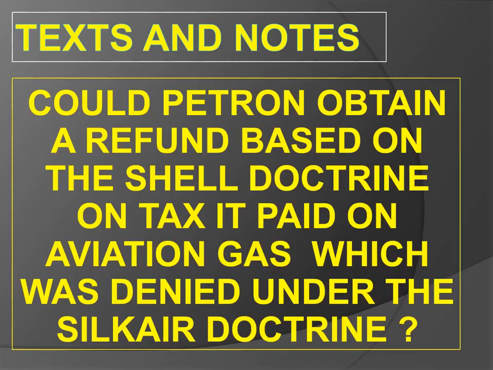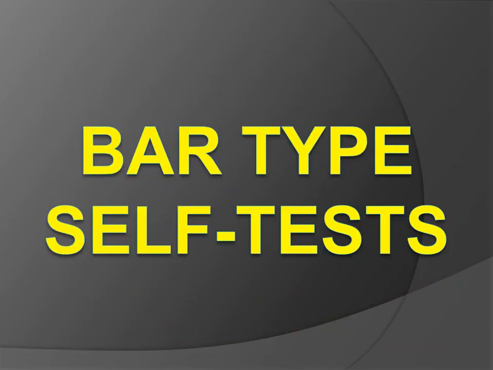Supposing the question is asked, could Petron obtain a refund based on the Shell doctrine on taxes paid on aviation gas which was denied under the Silk Air doctrine? No. You have the doctrine of operative facts kicking in, and furthermore, the right to claim would have been prescribed already by the time that you have the Shell doctrine in effect.